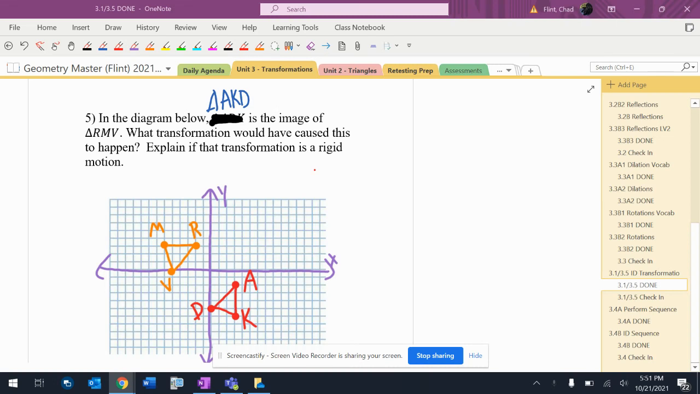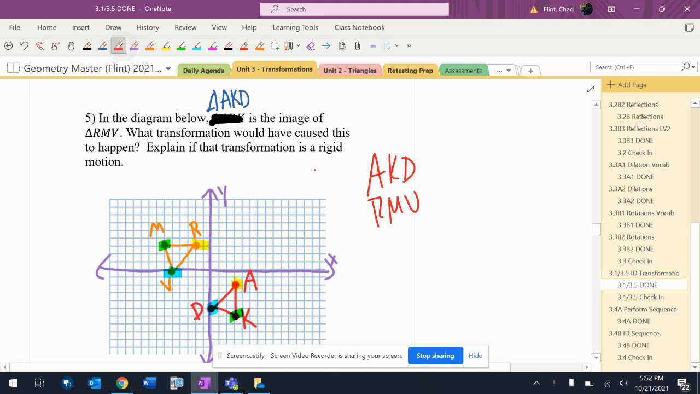All right, so we have triangle AKD and triangle RMV is what I have happening here. So if I look at this, I have AKD, and when I don't have primes, I like to line the letters up so that I can try to figure out what goes with what. And I'm going to highlight the corners with colors so I can make sure I'm good there. So A ends up at R, K ends up at M, and D ends up at V.